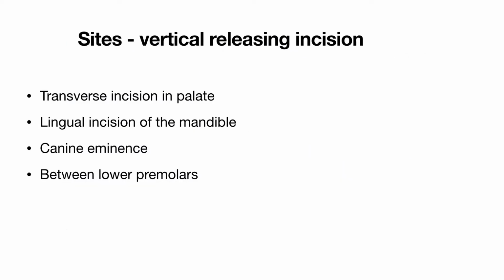Let's see which are the various sites where vertical releasing incision can be placed. First is the transverse incision in palate, lingual incision of the mandible, at the canine eminence and also between lower premolars.